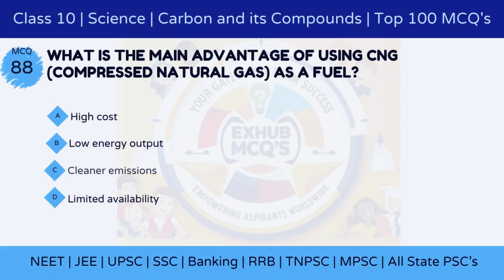MCQ 88. What is the main advantage of using CNG, compressed natural gas, as a fuel? Option A, high cost. Option B, low energy output. Option C, cleaner emissions. Option D, limited availability.